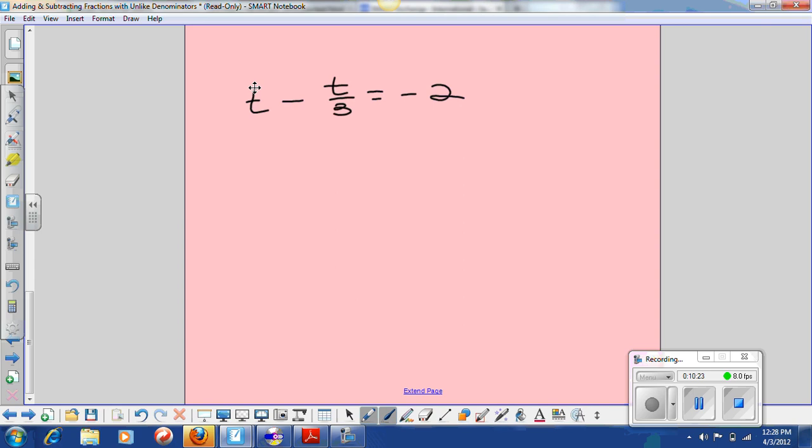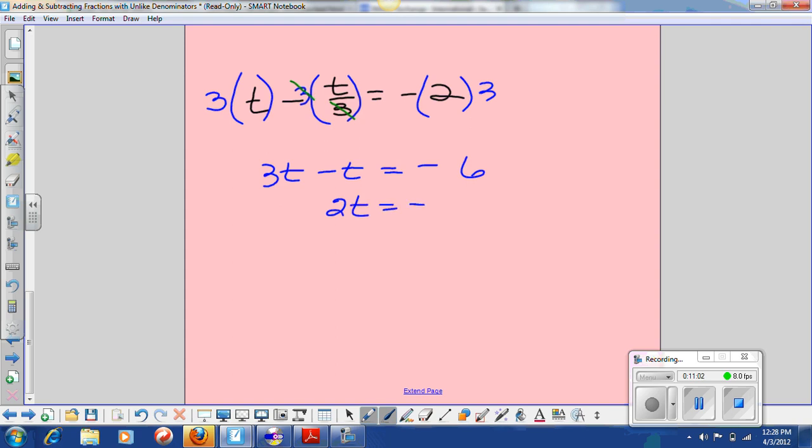And I'm going to break this out a little. I'm going to multiply, and I'm going to do this a little differently just to show you how this works. You could do it all at once, or you could do it by every one individually. So this becomes 3t, and then if you look, this 3 and that 3 cross cancel, don't they? So that will give us minus t is equal to negative 2 times 3, which is negative 6. Once again, combine your like terms. So what is 3t minus t? That's 2t equals negative 6.